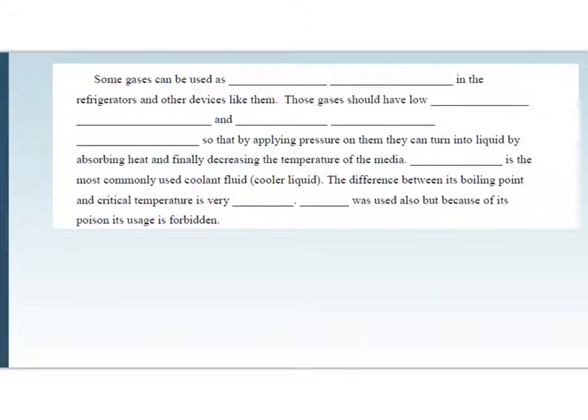Some gases can be used as cooling fluids in refrigerators and other devices like them. Those gases should have a low boiling point and a high critical temperature, so that by applying pressure on them, they can turn into liquids, and by absorbing heat they finally decrease the temperature of the medium.